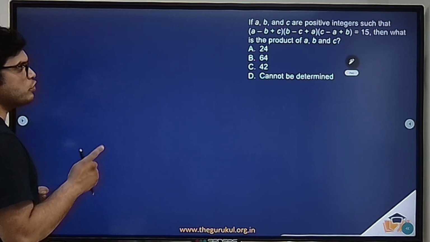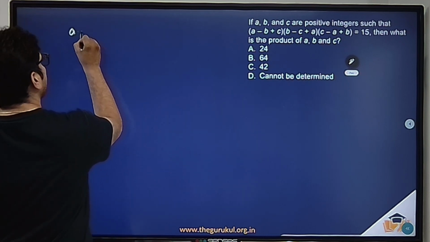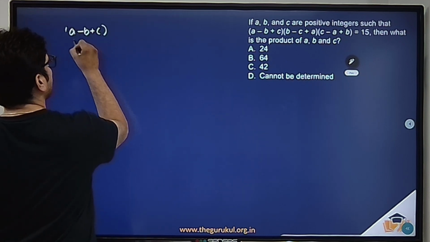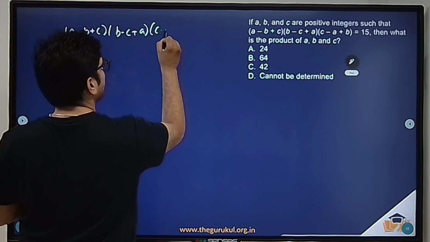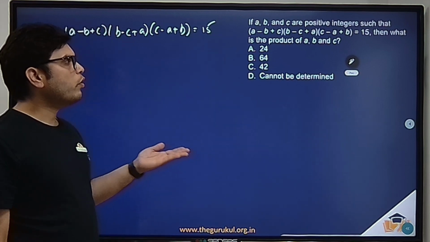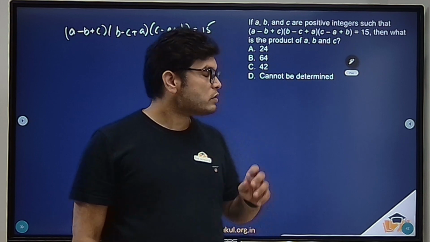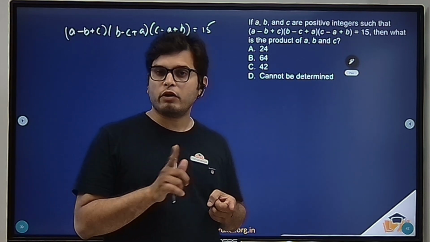Now coming to the second question. If A, B and C are positive integers such that (A minus B plus C) into (B minus C plus A) into (C minus A plus B) is equal to 15, then what is the product of A, B and C? First, let's think about how we can factorize 15 as a product of three numbers.